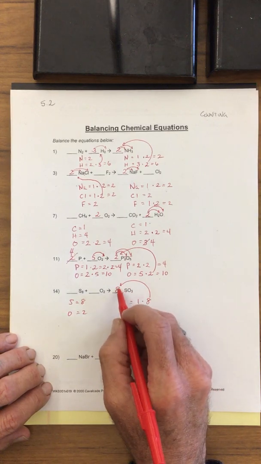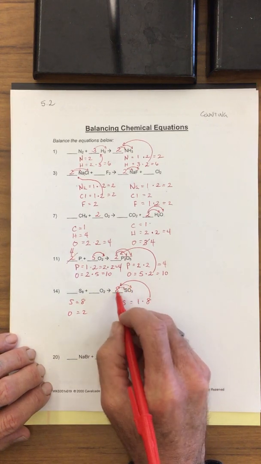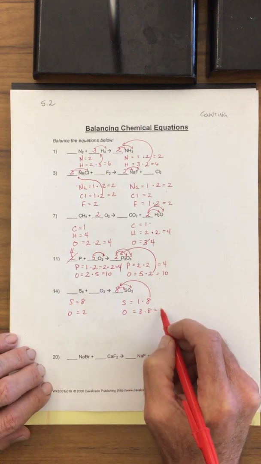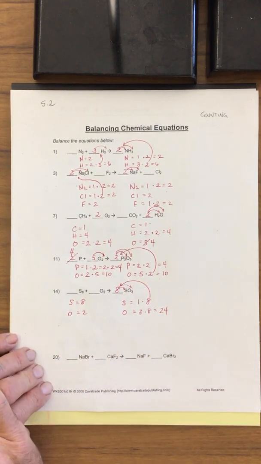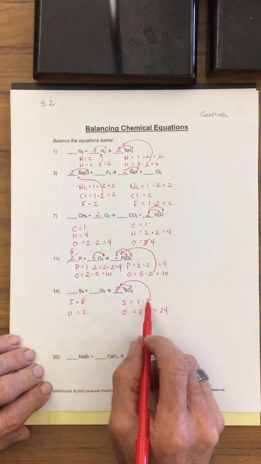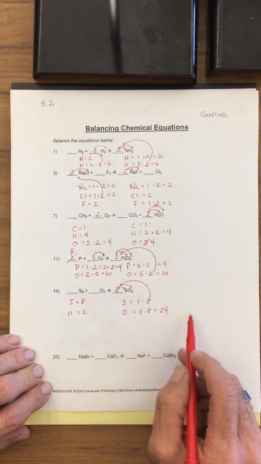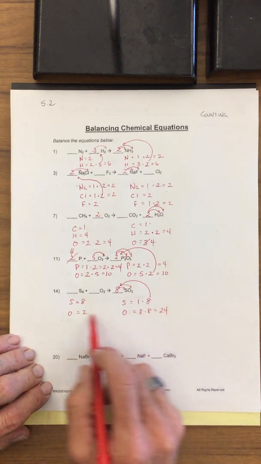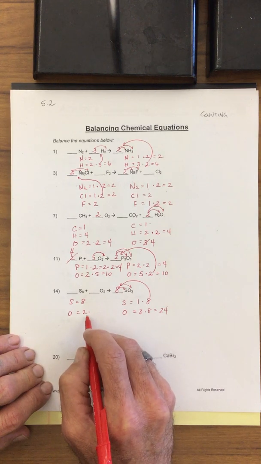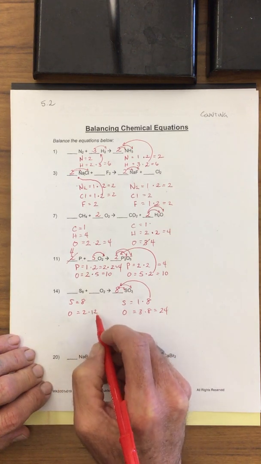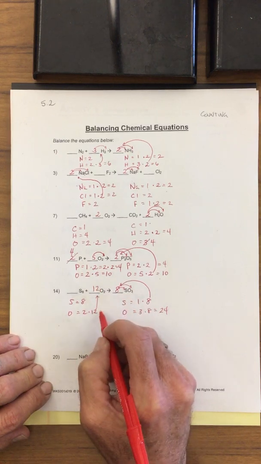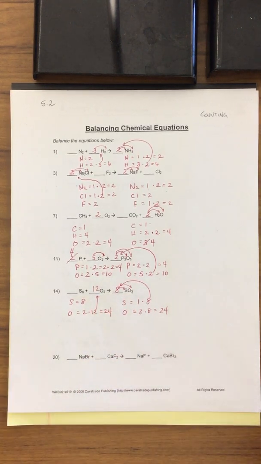Now I have 8 sulfurs, but I also have 8 times 3, which is going to give me 24 oxygens. My sulfurs are balanced at 8, but now my oxygens are not balanced. What's the common multiple between 2 and 24? It's 24. So how do I get to 24 from 2? Multiply by 12. And then we're balanced.